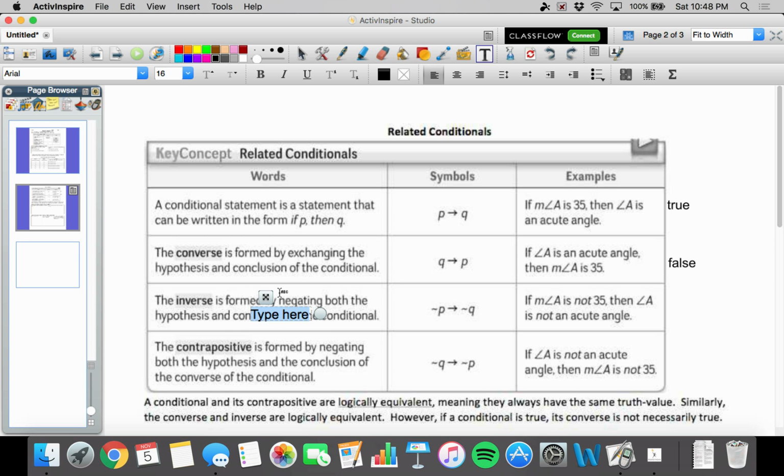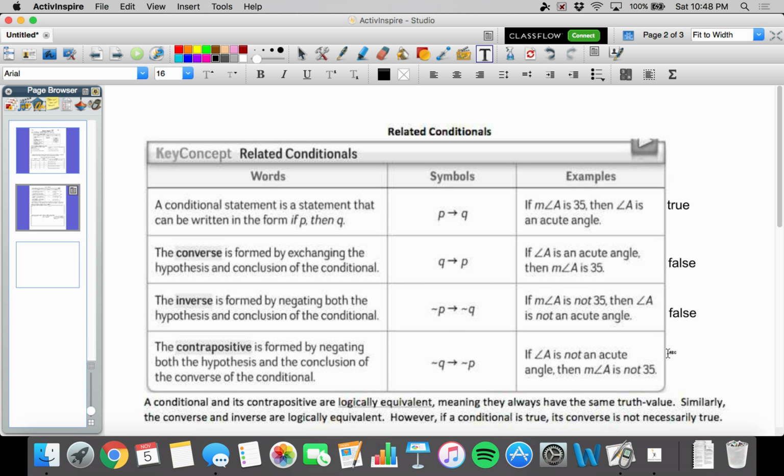So now we have the inverse. The inverse is formed by, we go to the original, but we negate both of them. So this symbol, the squiggly, it's the logical symbol for not. So this says not P implies not Q. So if angle A is not 35, then angle A is not an acute angle. But this is also false, because angle A could be 36, but it's still an acute angle, right?